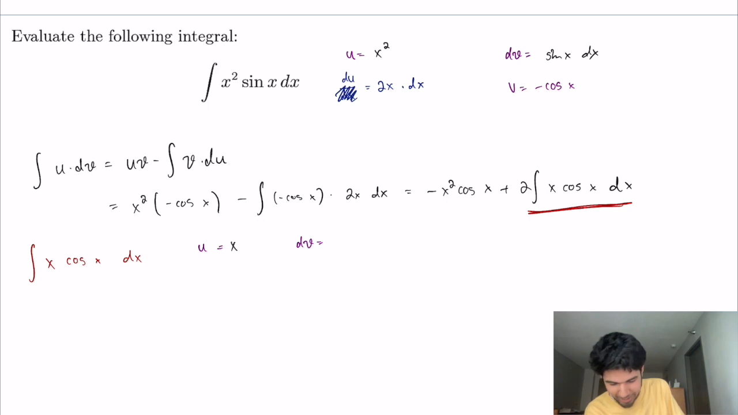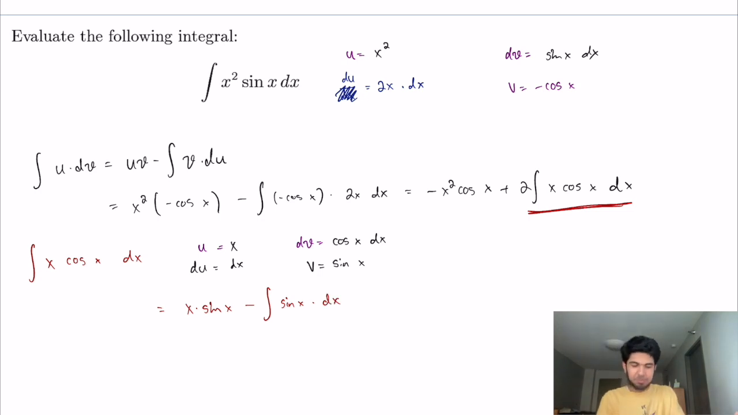So let's let u equal x and dv equal cosine of x dx. That means du will simply equal dx. du/dx equals 1, du equals dx. And on the right hand side, if you take the integral of both sides, the integral of cosine of x is sine of x. And now we use this handy dandy formula here to say that this equals u, which is x, times v, which is sine of x, minus the integral of v, which is sine of x, times du, which is dx.